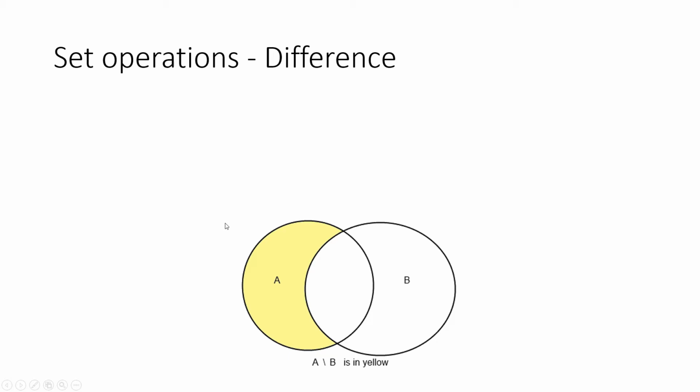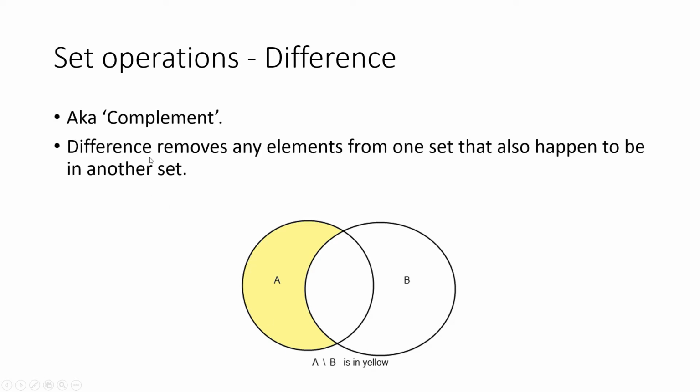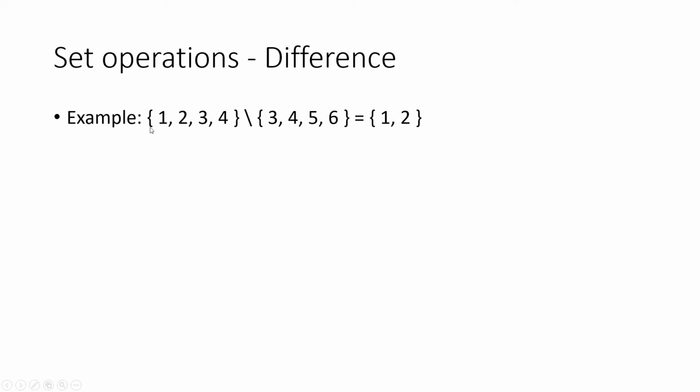Now we've got the difference operation. You take one set and remove everything from that set that appears in some other set. That usually has this slash symbol. So this is also called the complement. Difference removes any elements from one set that also happen to be in another set. For example, if you take the set 1, 2, 3, and 4 and do a difference with 3, 4, 5, and 6, we're going to remove the 3 and the 4. There is no 5 and 6 to remove, so we ignore them, and we're left with the set containing 1 and 2.